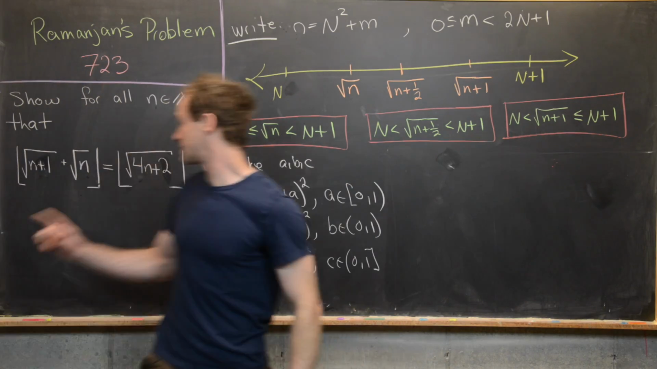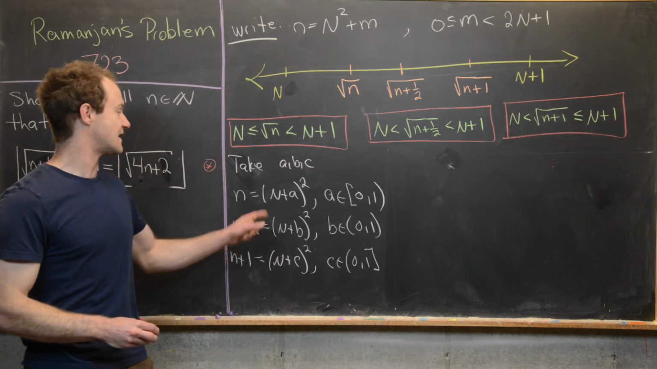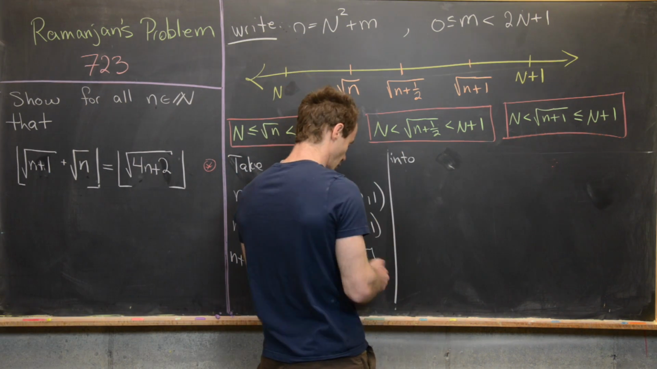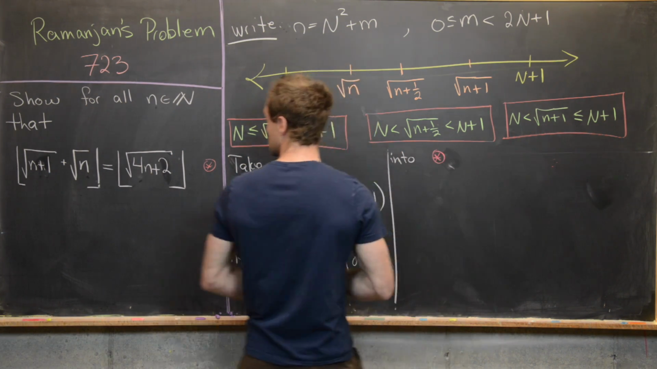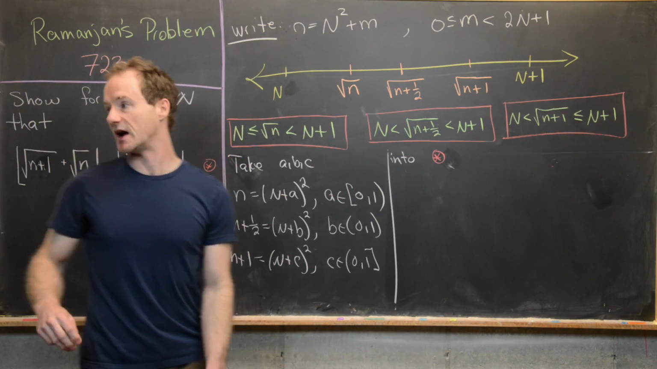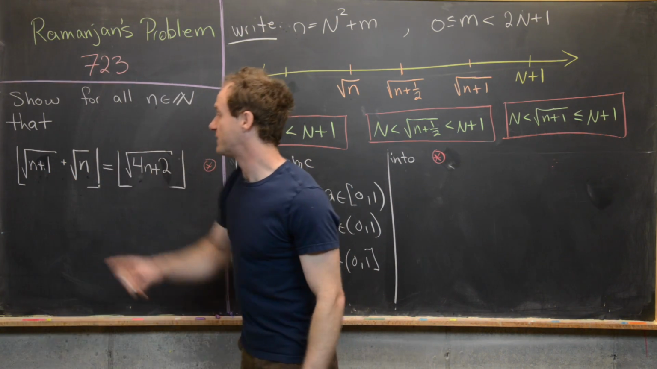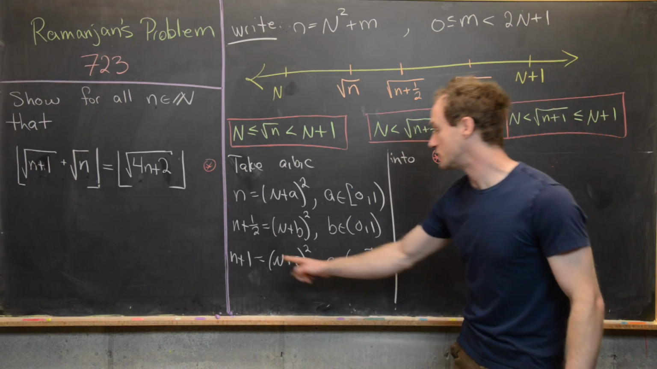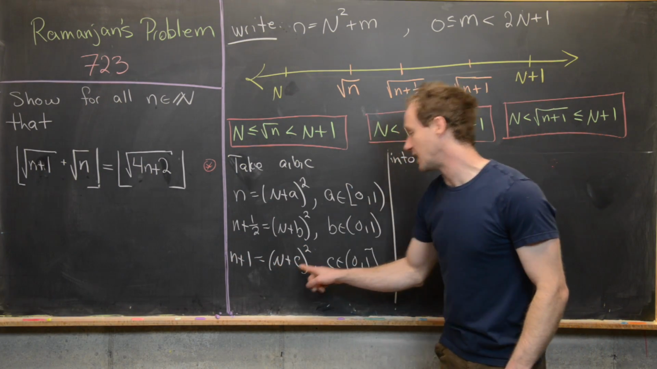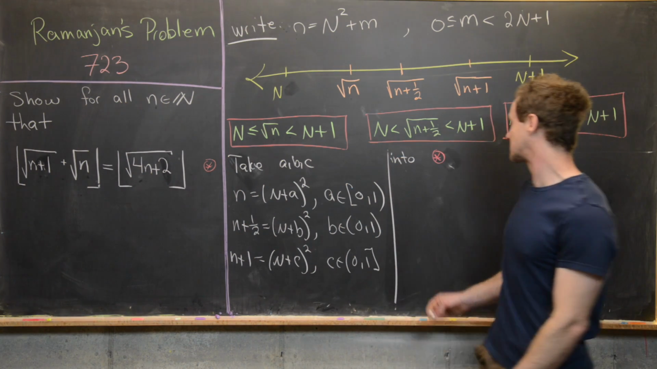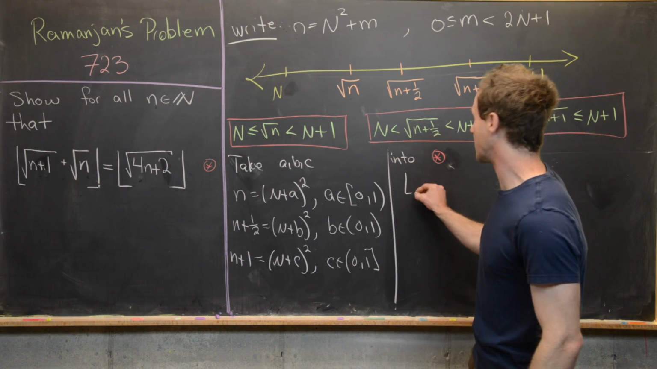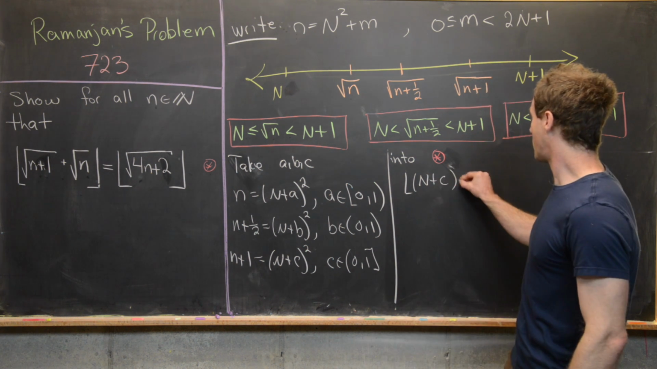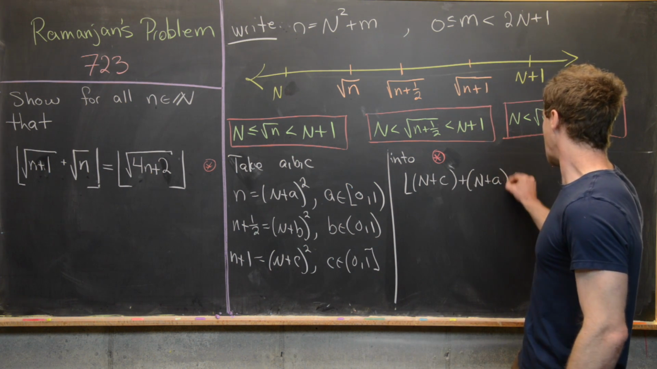So now let's see what happens to our goal equation if we make these substitutions. So let's go ahead and write that down. So into red star. So let's first of all look at the left-hand side. So we have the floor of the square root of n plus 1 plus the square root of n. So if we substitute n plus 1 for capital N plus c squared, then we can take that square root, and the left-hand side looks like N plus c plus N plus a.